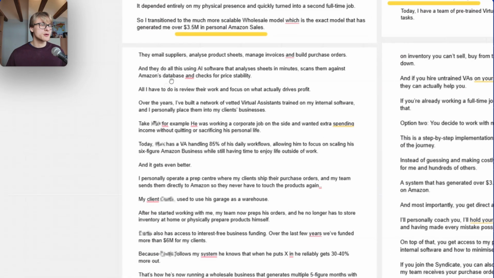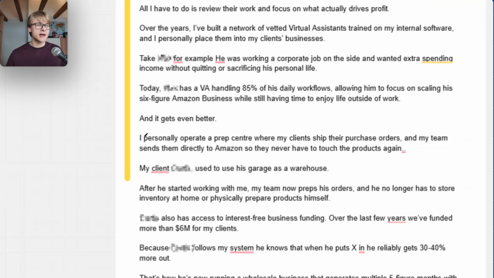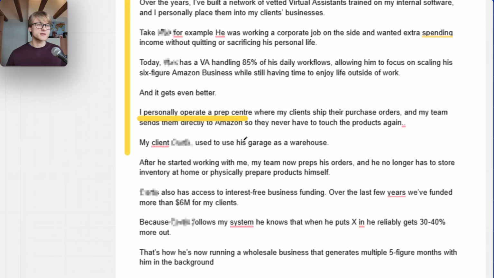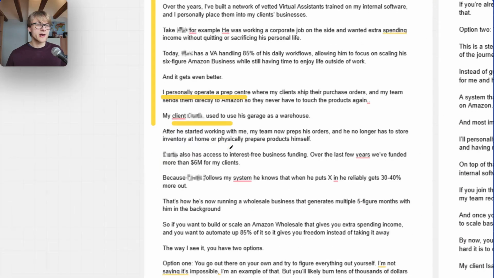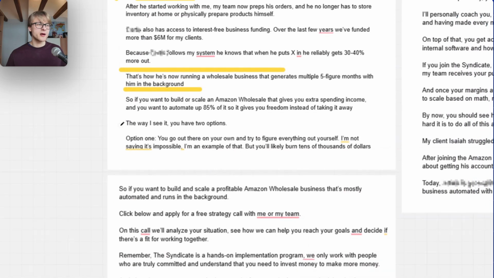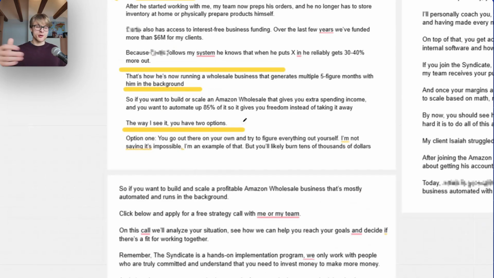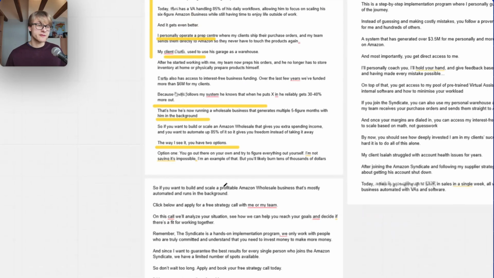But now essentially what we do is we sell the sub mechanism. We sell another sub mechanism, prep center stuff he offers, client proof, client proof, client proof, crossroad option. The way I see it, you now have two options. Option one, you go out there on your own, try to figure everything out on your own. I'm not saying it's impossible. I'm an example of that, but you likely burn tens of thousands of dollars.